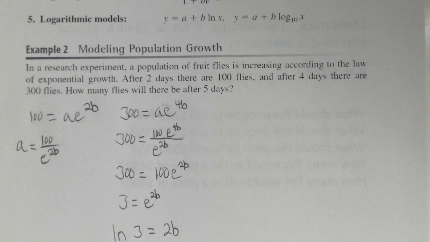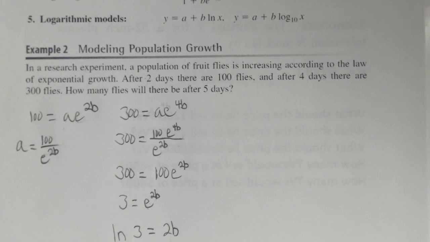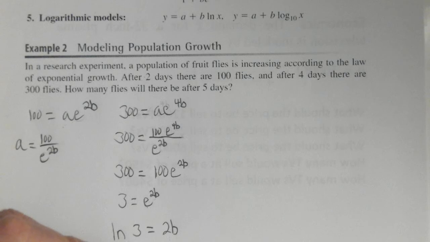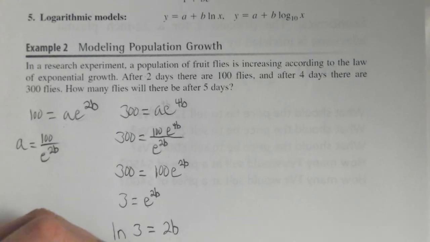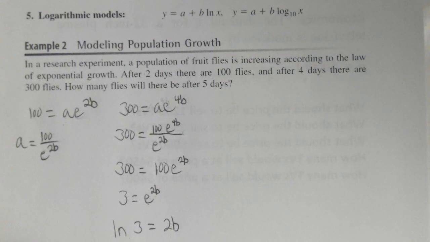And so remember, I'm trying to solve for b, right? So what I need to do now is just divide both sides by 2. And so now I get b is equal to 1/2 natural log of 3. All right, 1/2 the natural log of 3. All right, and so all I really need to do now is figure out what 1/2 the natural log of 3 is, and then I'll have the value for b.